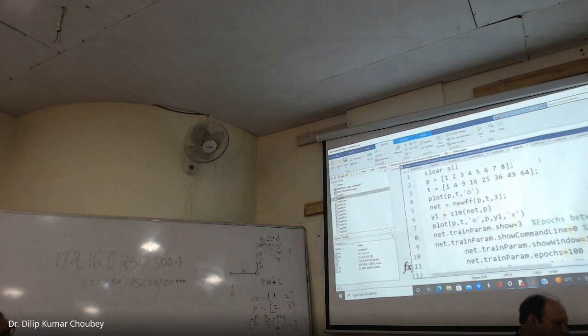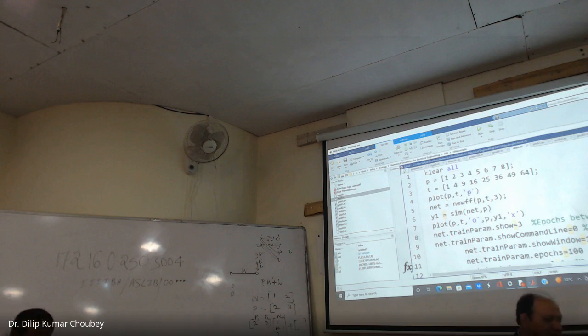You can first put the P and T, just like y equals a square, where we simplify your system to y equals a square. So 8 inputs are there. Similarly, for y equals a square, we put 64. So first we plot P comma T.